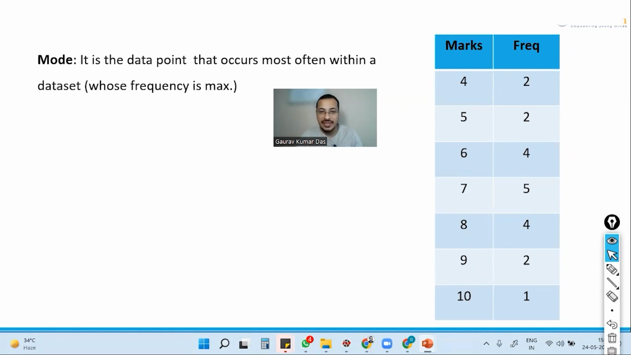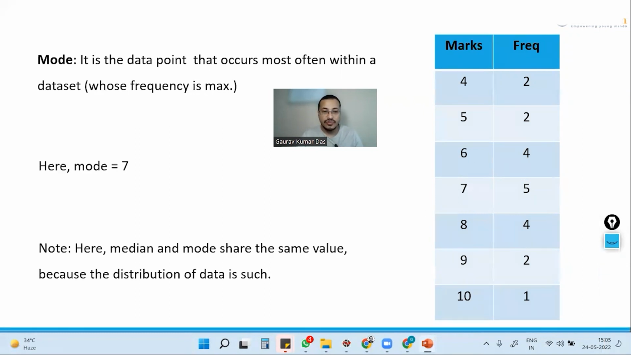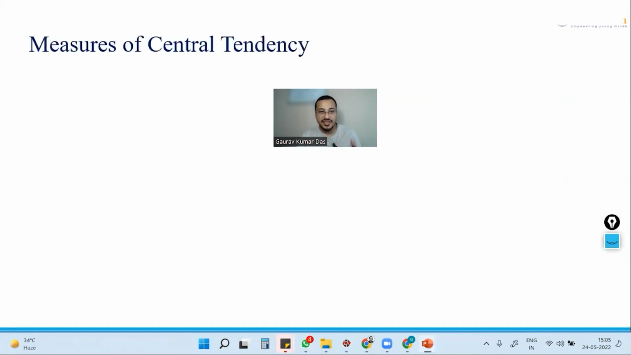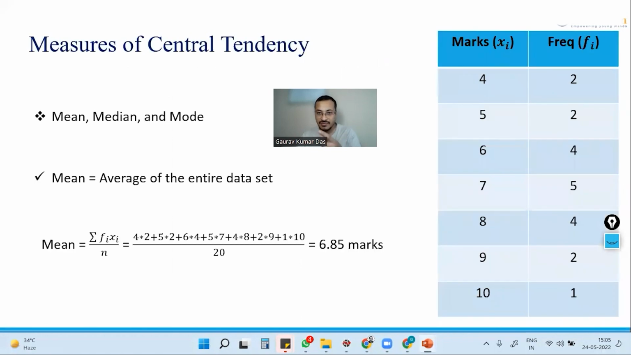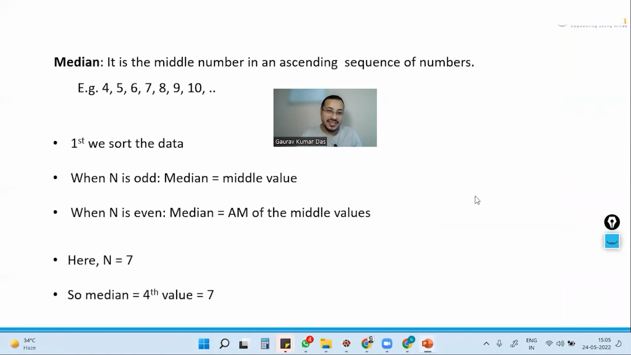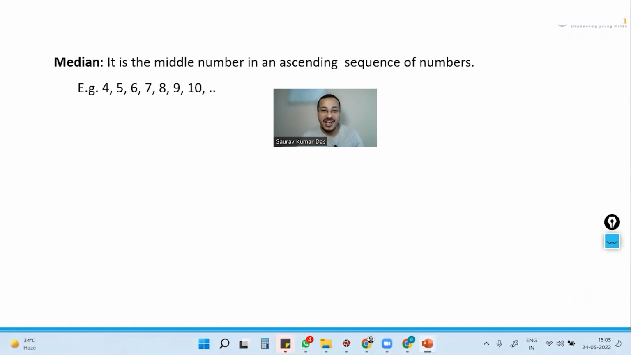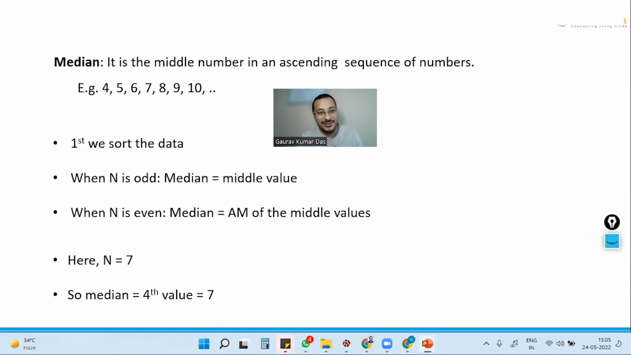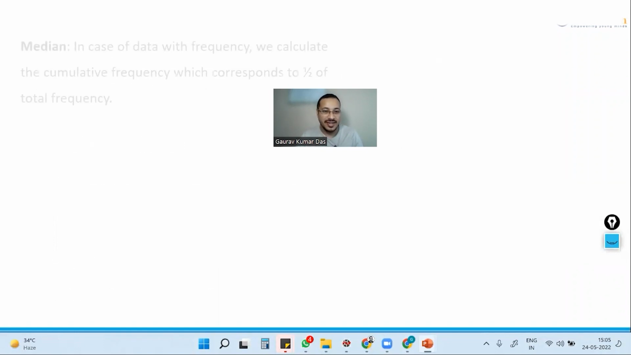The mode here will be 7 again, because the corresponding frequency attached to it seems to be the highest of the lot. That is why the mode will be 7. If you look at the previous median value also, it was 7, the same data points. So here median is also 7 and mode is also 7 because my frequency is high. And median equal to mode typically happens when you have a very good distribution. We'll go to that as well.